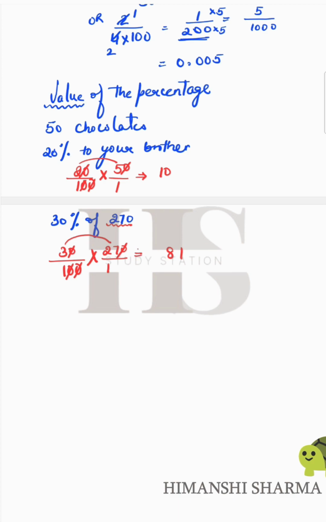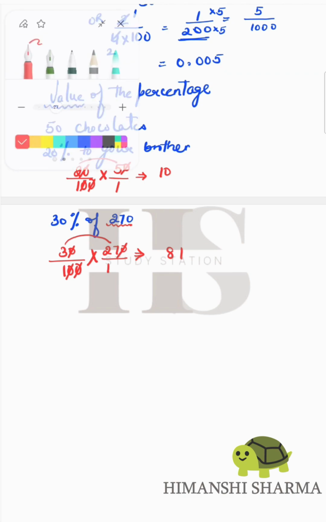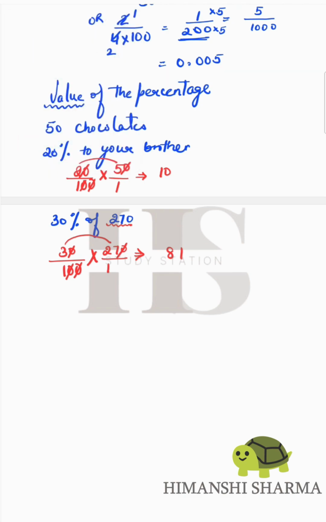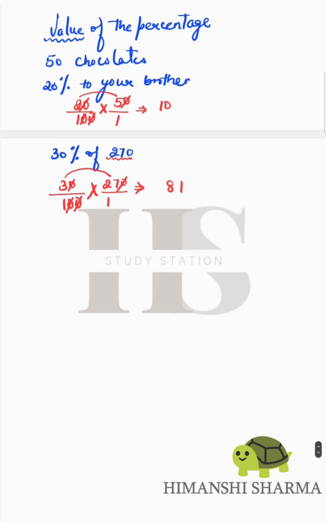So 81 is the value of 30%. So that's how we find the value of the percentage. So that's easy. Now sometimes we need to find the total value of the percentage. Sometimes we have to find the total value.